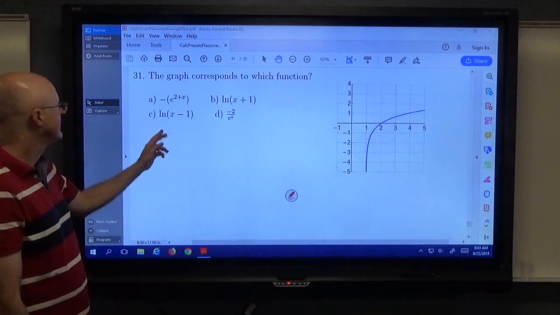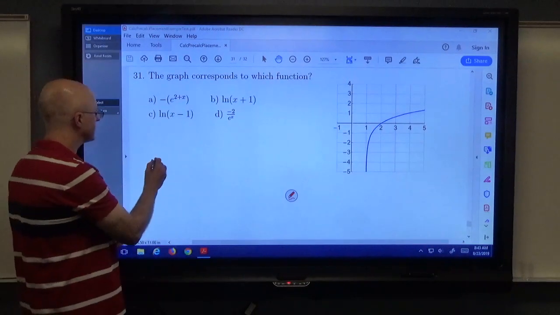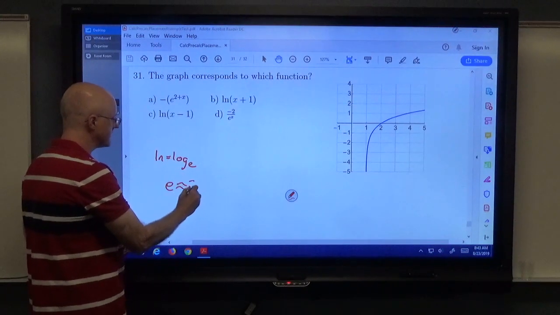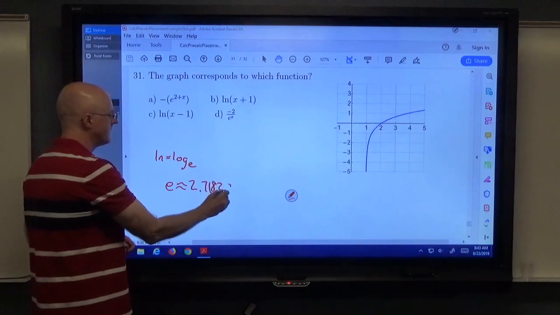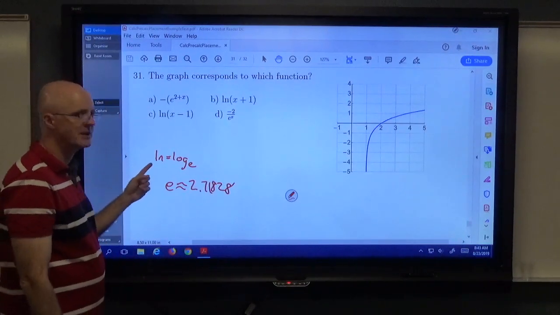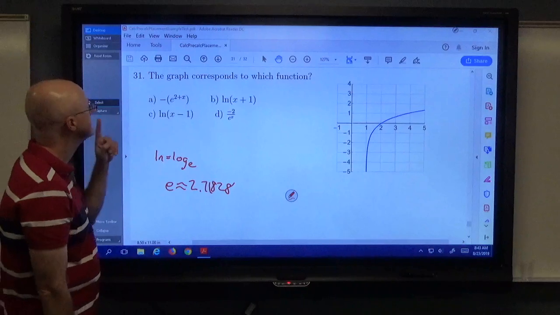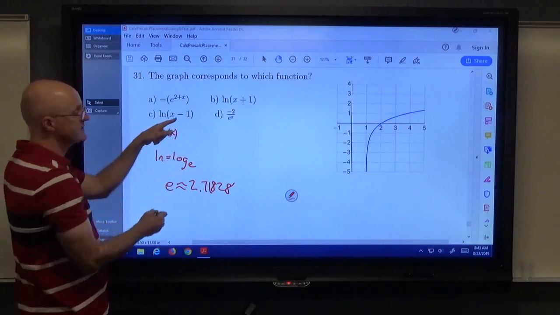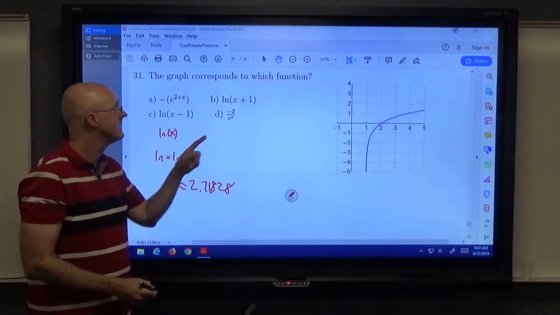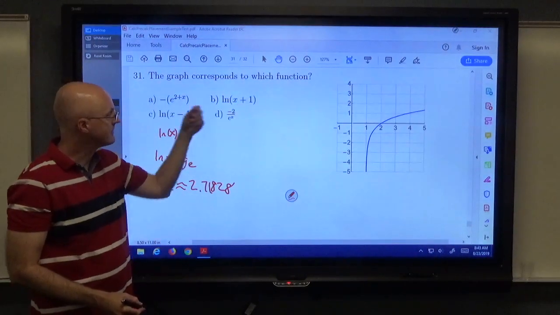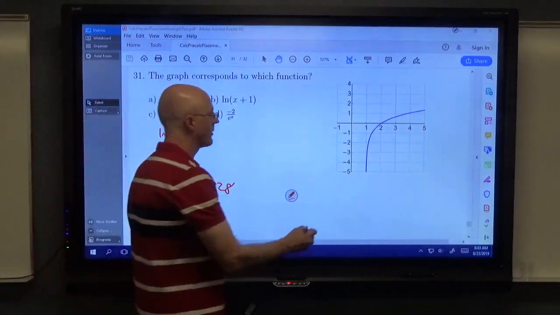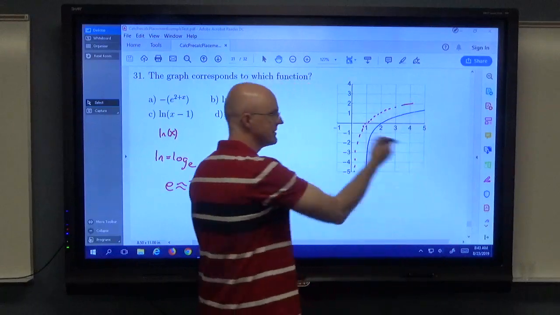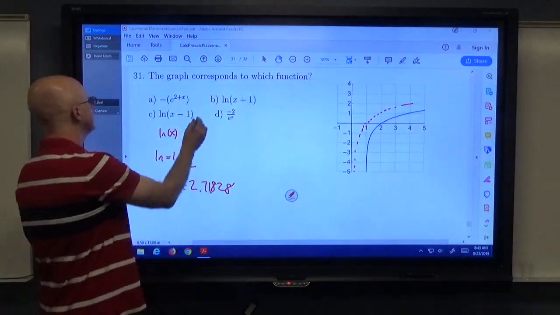Which one is it? By the way, ln means log base e, where e is the special number that's approximately 2.71828. It's called the natural logarithm. This one takes the ln of x graph and shifts it to the right by 1 when you subtract 1. This one takes the ln of x graph and shifts it to the left by 1. That looks like a shift to the right. The ordinary ln of x graph would look like that. It's a shift to the right. It's choice C.